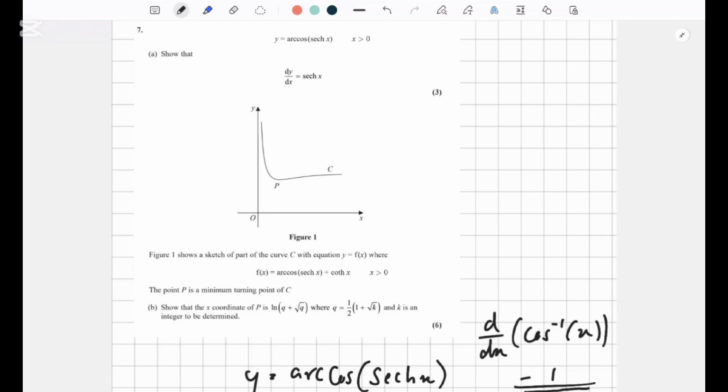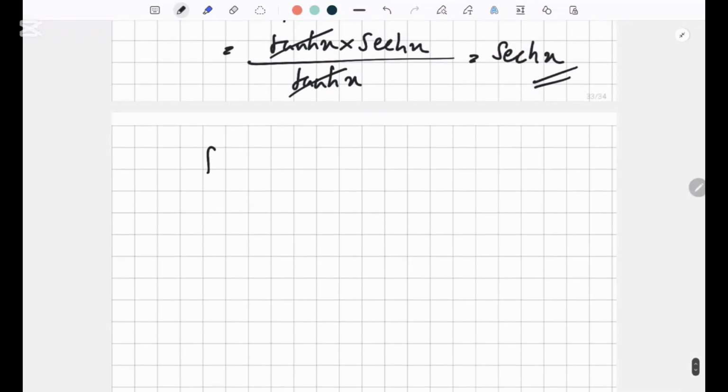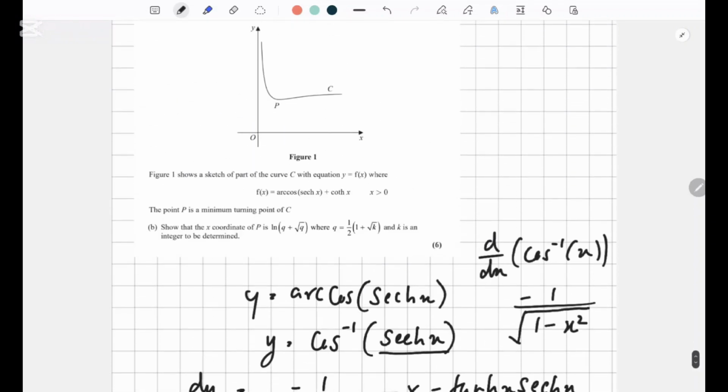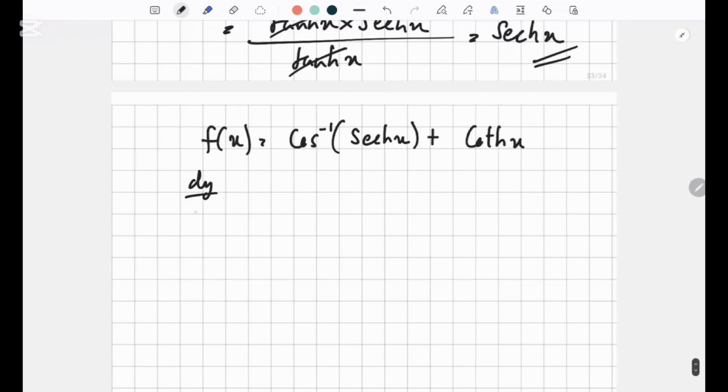Okay, see what you are doing is, let's write f of x equals cos inverse sech x plus coth x. Let's differentiate this, because they say a minimum point, so we have to find the x value. To find the minimum point, dy over dx should equal 0. So let's find f dash. f dash is the same thing as dy over dx.